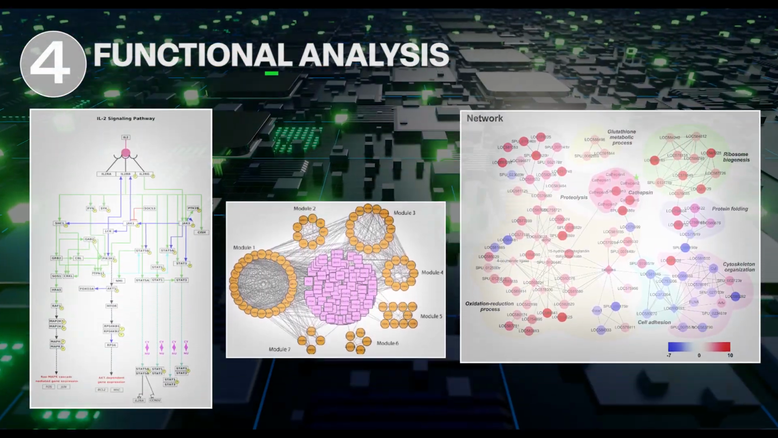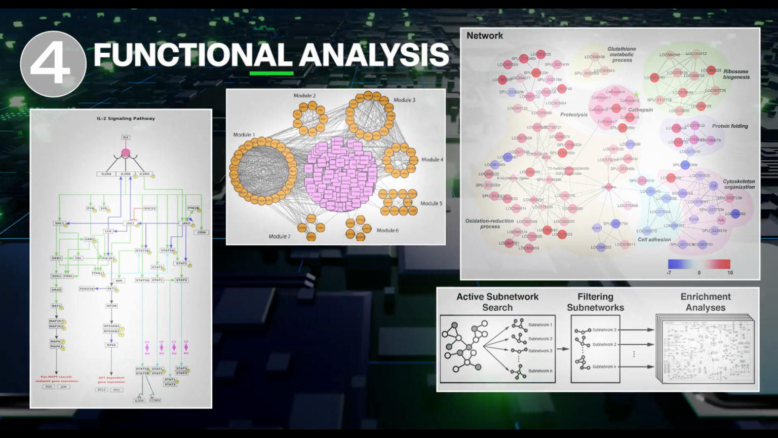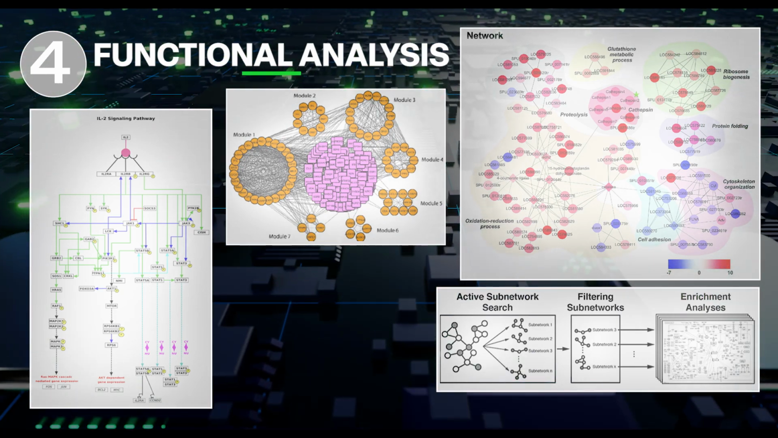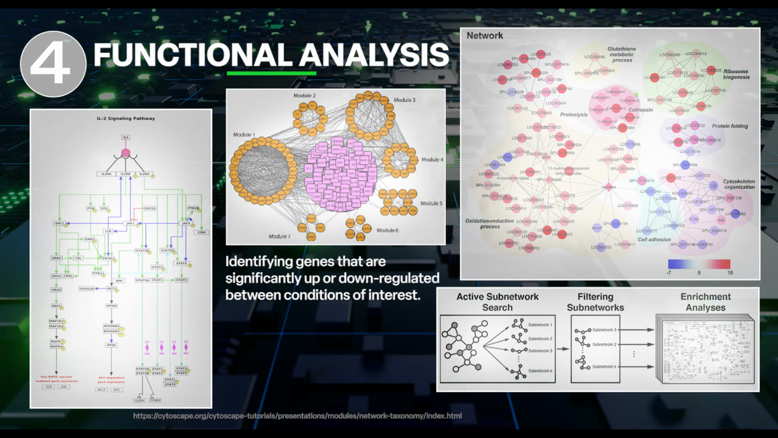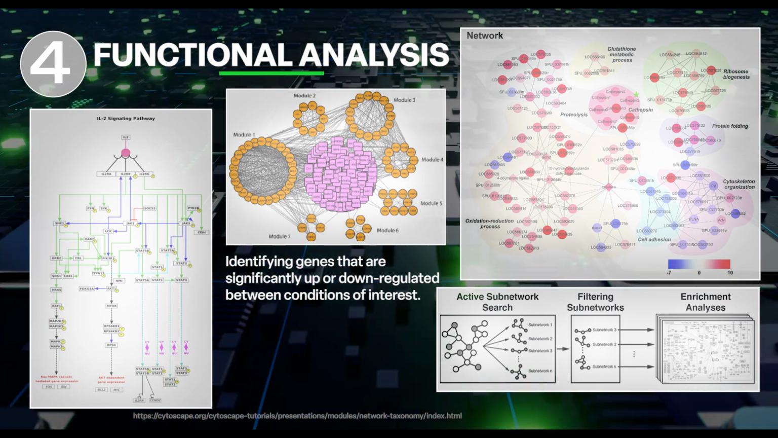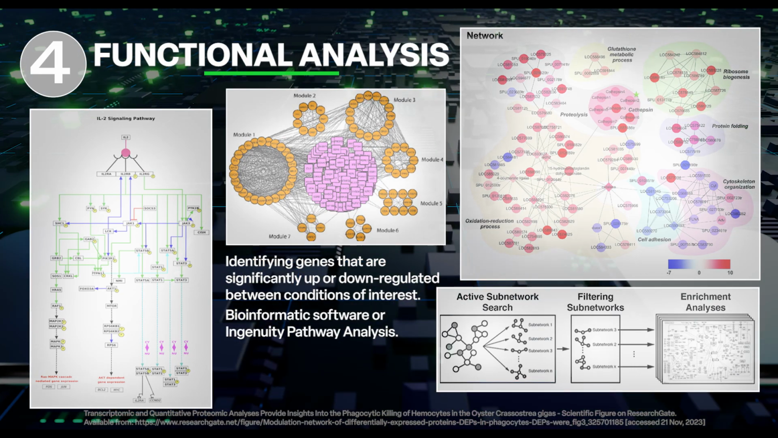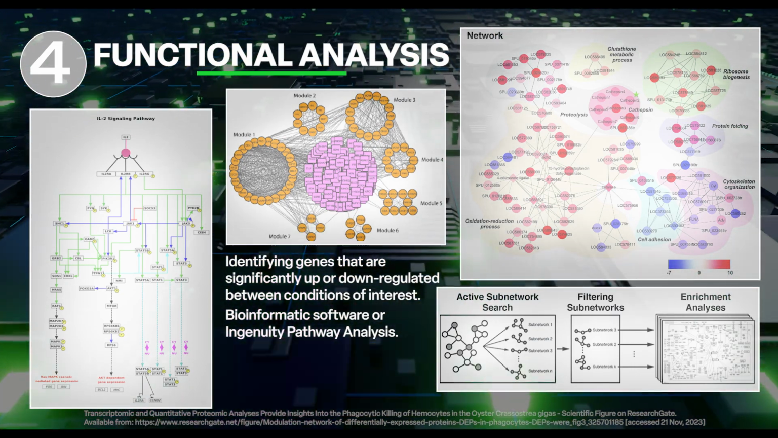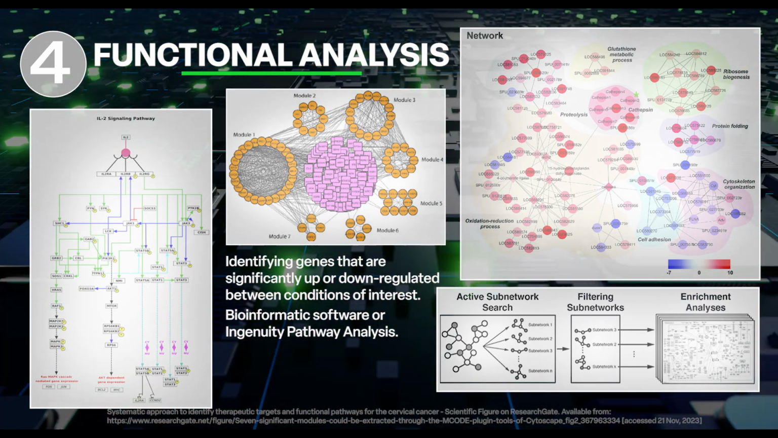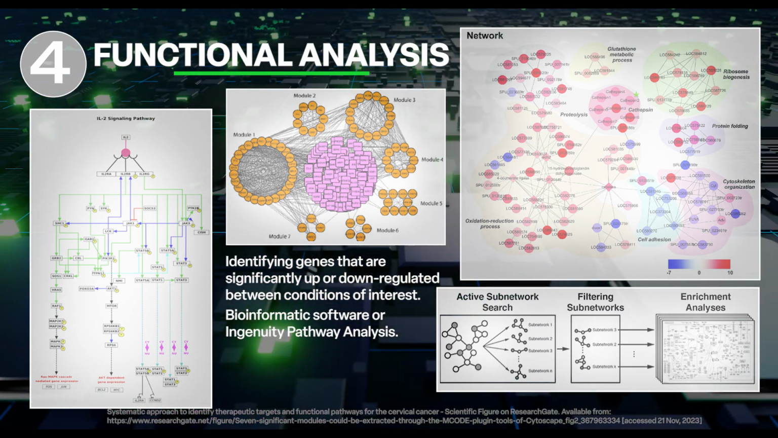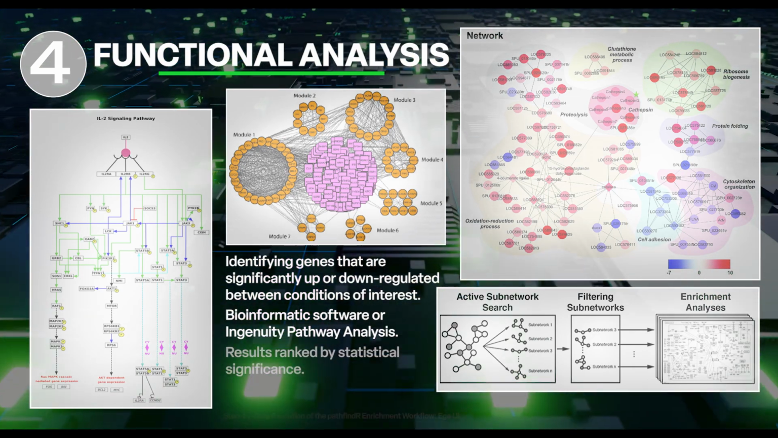Functional analysis is crucial for interpreting lists of differentially expressed genes from transcriptomic studies in a biological context. We start by identifying genes that are significantly up or down regulated between conditions of interest. Then we input these gene lists into bioinformatics software or Ingenuity Pathway Analysis. These leverage databases of pathways, gene ontologies, protein-protein interactions, hub gene analysis, and more to identify functional enrichments. We get back results ranked by statistical significance.